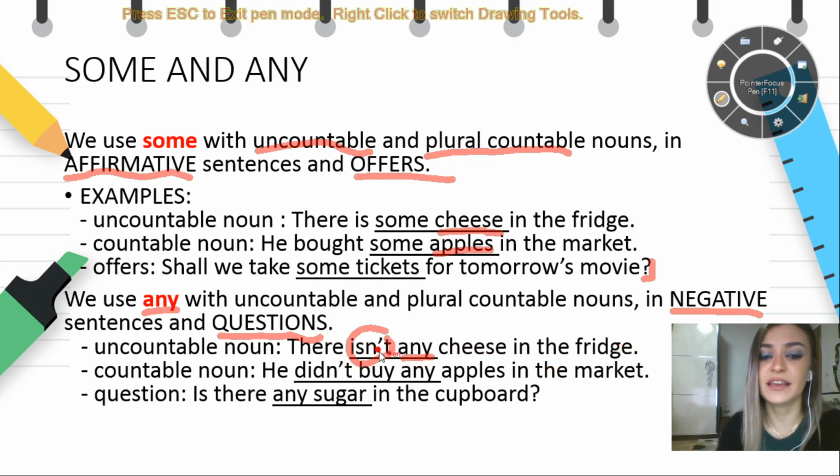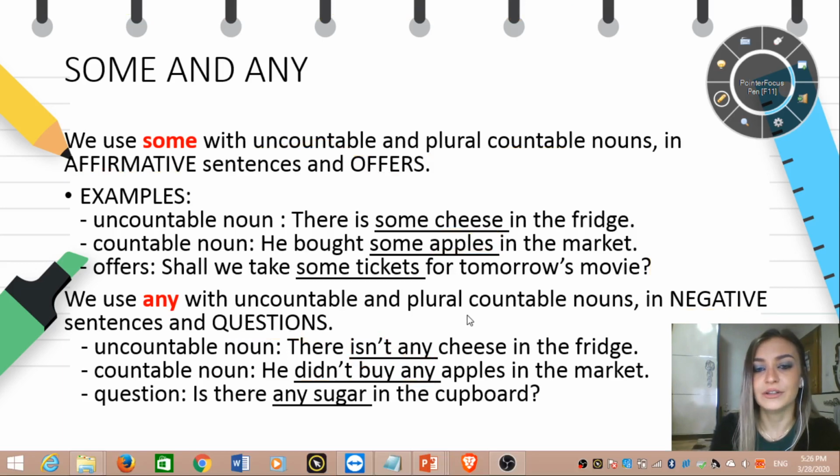So when we have a negation or a negative sentence, please use any and not some. Countable noun. He didn't buy any apples in the market. So here we also have the negation, didn't, and that's why we have any. And for question sentences or interrogative sentences, is there any sugar in the cupboard? So the person is asking a question, and that's why we have any here and not some. Okay, good.